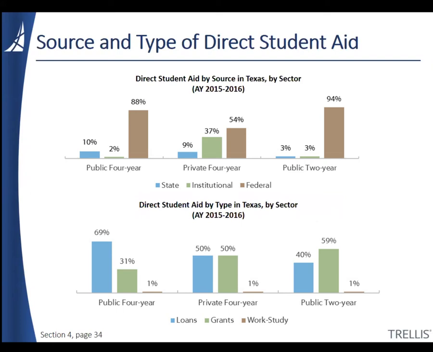Now, looking at the source and type of aid by sector, nearly all financial aid in the public two-year sector comes from the federal government, as you can see in the top chart. And almost 60% of that aid is in the form of grants, which is likely mostly Pell grants, as you can see in the bottom chart. And even though many fewer students at community colleges borrow compared to the four-year sectors, still 40% of all direct student aid in the 2015-16 year was in the form of loans at public two-year schools in Texas.